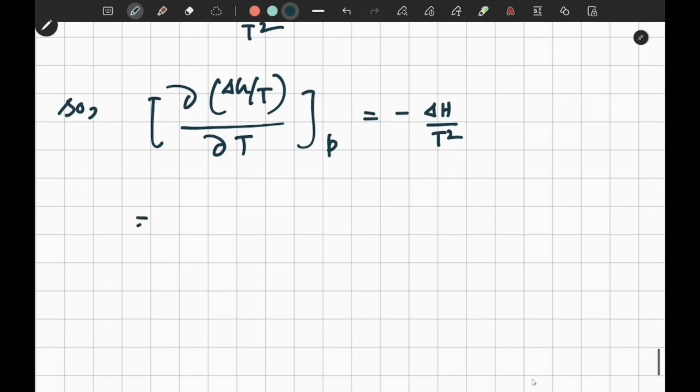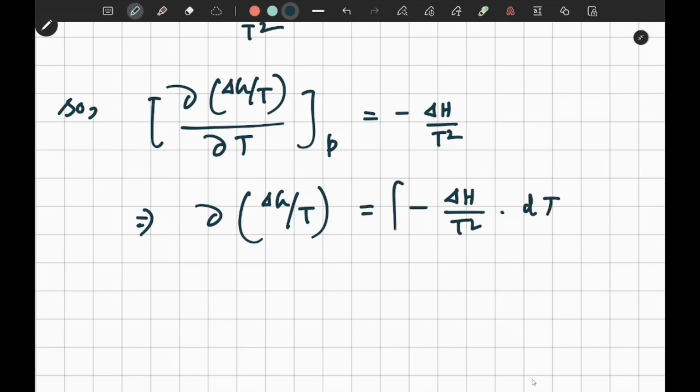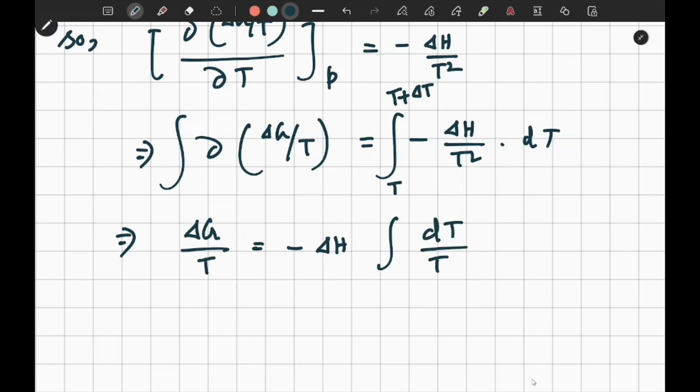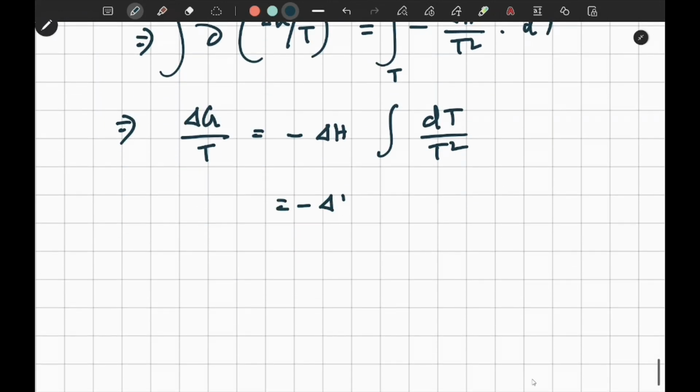So eventually you can write, at constant pressure, delta G by T at dt. Now if you integrate it, then it will be delta G by T, and it is, let's say, from T to another temperature T plus delta T. You don't know the temperature. Delta H is independent, as mentioned in the question, and we have to integrate dt by t square. So what will be the dt by t square?